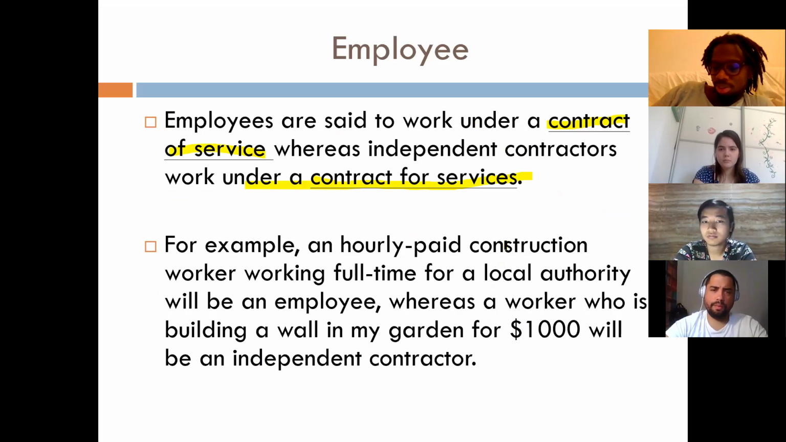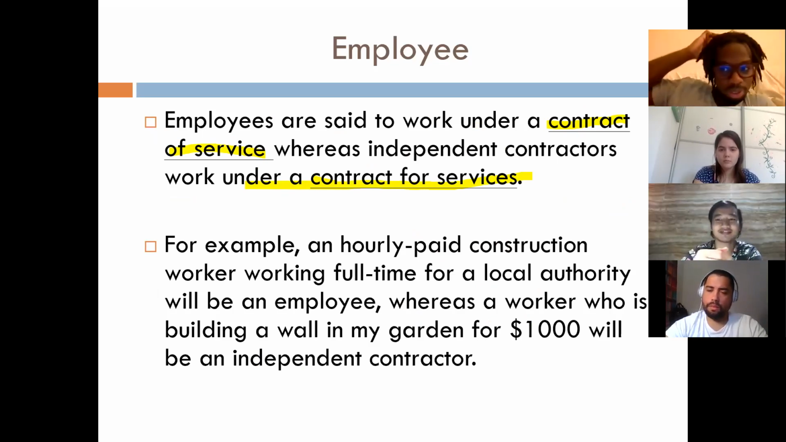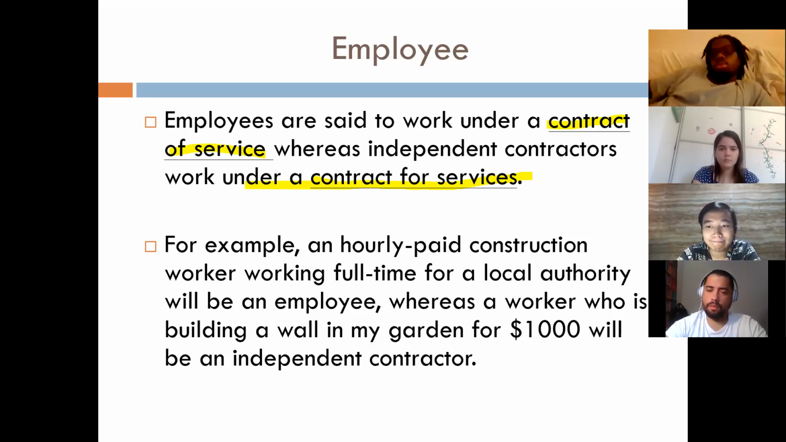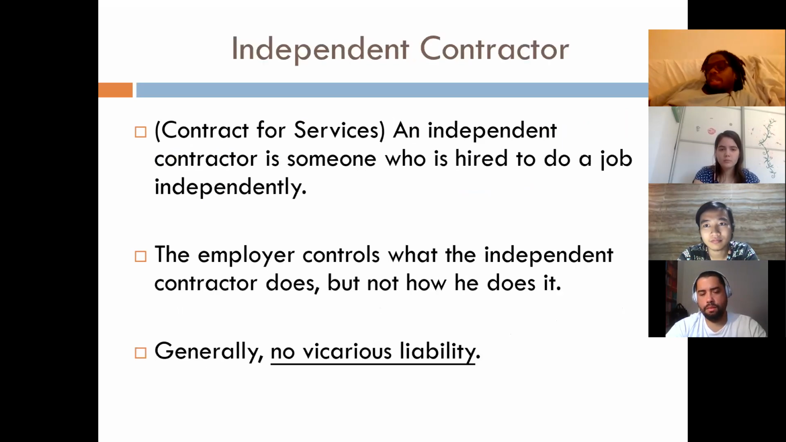So for example, an hourly paid construction worker who's working full time will be an employee. But a worker who's building a wall in my garden for $1,000 is an independent contractor. I can't tell him what time he's allowed to eat lunch. I can't tell him whether or not he's allowed to bring water. I can't tell him what clothes to wear. If I don't like his services, I could get someone else, but he can do it how he wants to do it. So again, let's be clear on this.